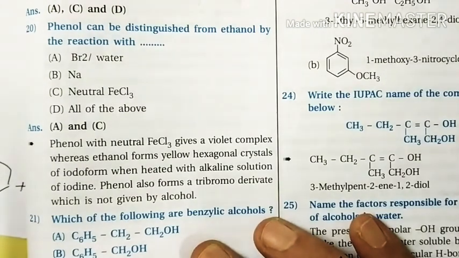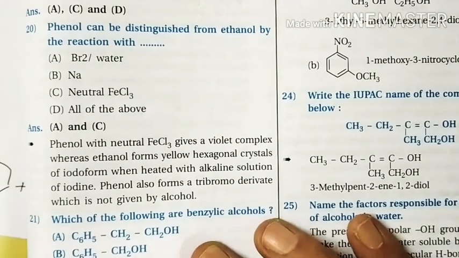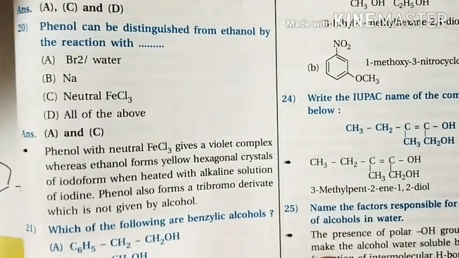When phenol reacts with bromine water, it definitely gives 2,4,6-tribromophenol as a white precipitate, and the brown color of bromine is also decolorized. So this is a test, but ethanol cannot react with bromine water. Phenol and ethanol both react with sodium, so there is no distinction with the help of sodium. But when phenol reacts with neutral FeCl3, it is converted into a violet complex compound. But ethanol does not form such a compound with neutral FeCl3.